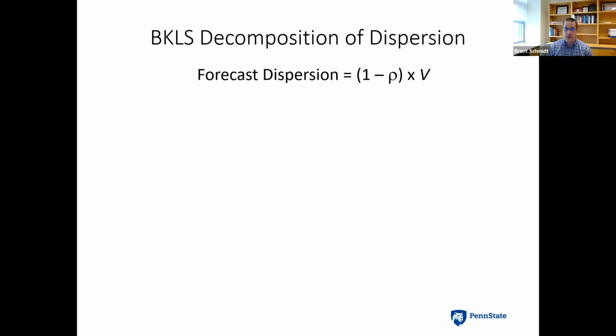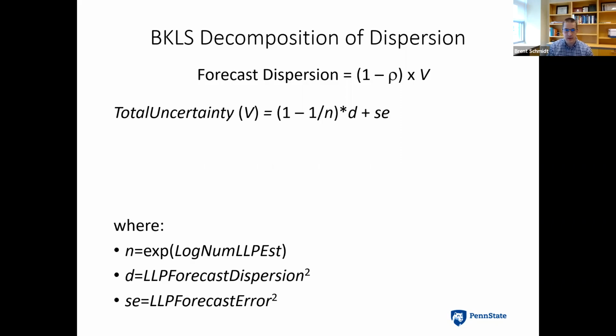Kind of decomposition of dispersion, with the idea being that forecast dispersion, as they show theoretically, is coming from the interaction of two sources. One is the consensus among analysts, so how much they agree. And the other is overall uncertainty. That first term, the 1 minus rho, is 1 minus the consensus, and this is seen as how much private information analysts are gathering. And the V term, the total uncertainty, represents how much uncertainty there is from potentially public signals.